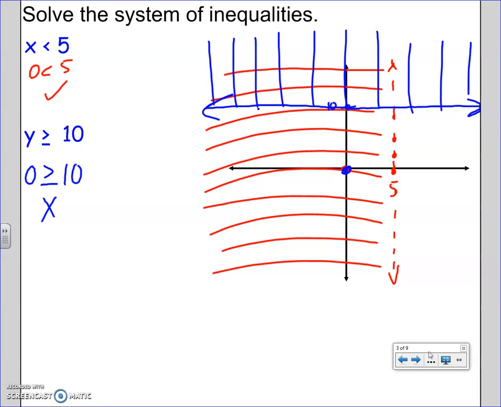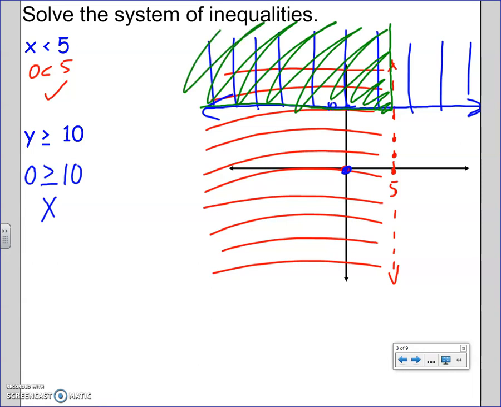Alright, so I look, is there an overlap, and there is. It's this box or rectangle right here. All of this is the answer. That's the feasible region, the top left of the graph. And that's it. The answer is the graph.